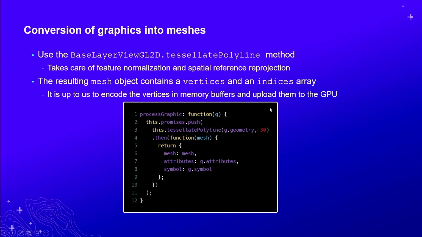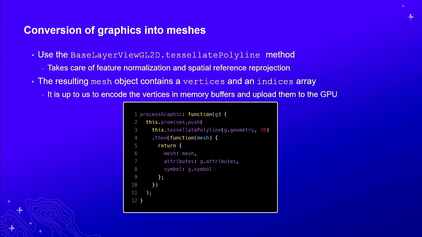So in order to actually render something, we have to convert the polyline geometries into triangle meshes. Starting with version 4.14 of the ArcGIS API for JavaScript, there are methods on BaseLayerViewGL2D to do this. The method that we're going to use for this sample is tessellatePolyline. It takes a polyline geometry as input, and it returns a promise that resolves to a mesh object that contains an array of vertices and an array of indices.